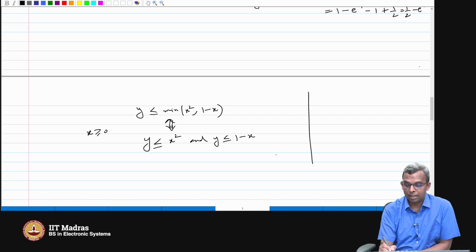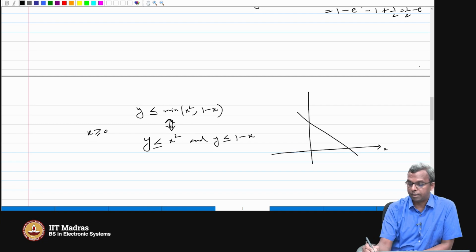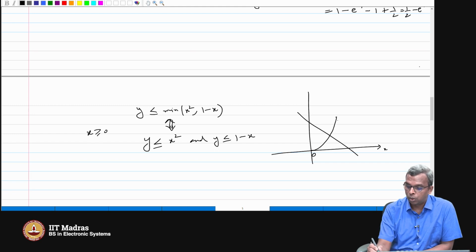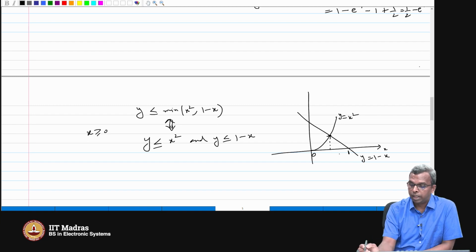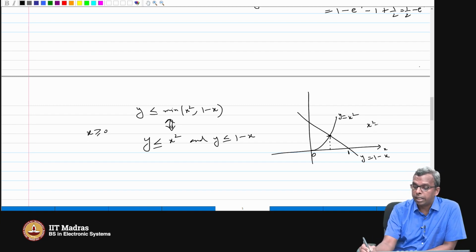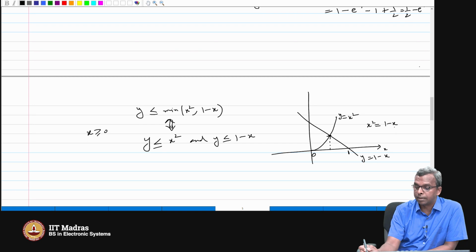So, now if you start sketching these guys, x is positive, you only need to worry about that, and then y is less than or equal to 1 minus x, you will have this, and then y is less than or equal to x squared, so you will have this, right. So, this is 0, this is y equals x squared, this is y equals 1 minus x, this is 1. At this point, what will be this point? This is the point where x squared equals 1 minus x. Do you get that? So, this point is the point where x squared is equal to 1 minus x.